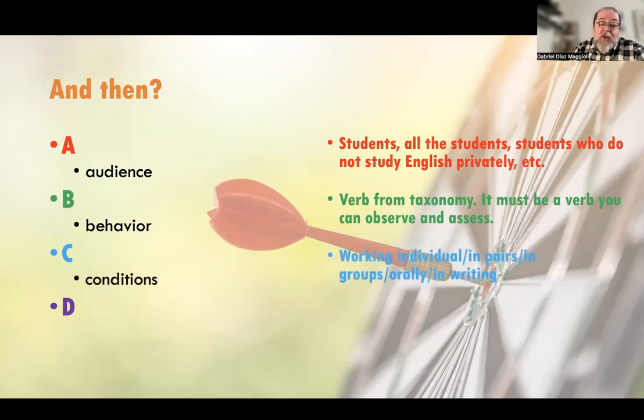C has to do with the conditions, whether they work individually, in pairs, in groups, orally, or in writing. And D is the degree. This is a tricky one because how do you gauge the degree? To which level of success? Towards the end of the lesson, you can say a number of things that students should be able to say, how correct the production needs to be.